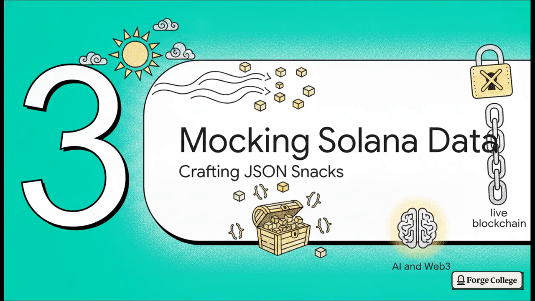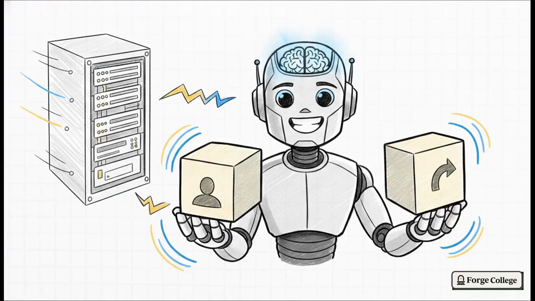Section 3. Mocking the Solana data. Crafting the JSON snacks. Now, before we even think about touching the live blockchain, we are going to use fake data. You might be wondering why? Well, because it validates our protocol design choices instantly, completely avoiding the latency of live Solana RPC integrations.